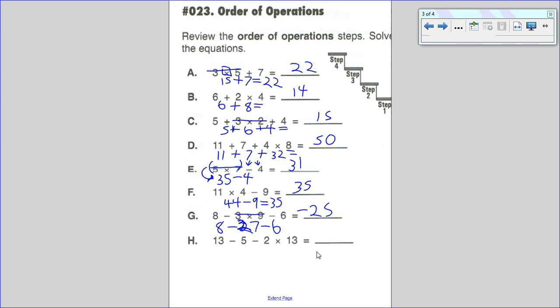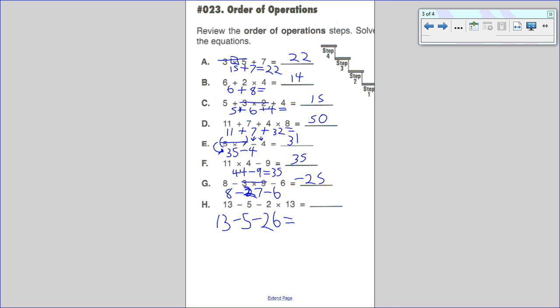Okay, on to H. 2 times 13. If we're working on maybe doing things in our head, I might say, well, I know 2 times 10 is 20, and I know 2 times 3 is 6. So can I just add 20 and 6 and get 26? Absolutely. 2 times 13 is 26. We just rewrite the rest of the problem. Again, 13 minus 5 minus 26.